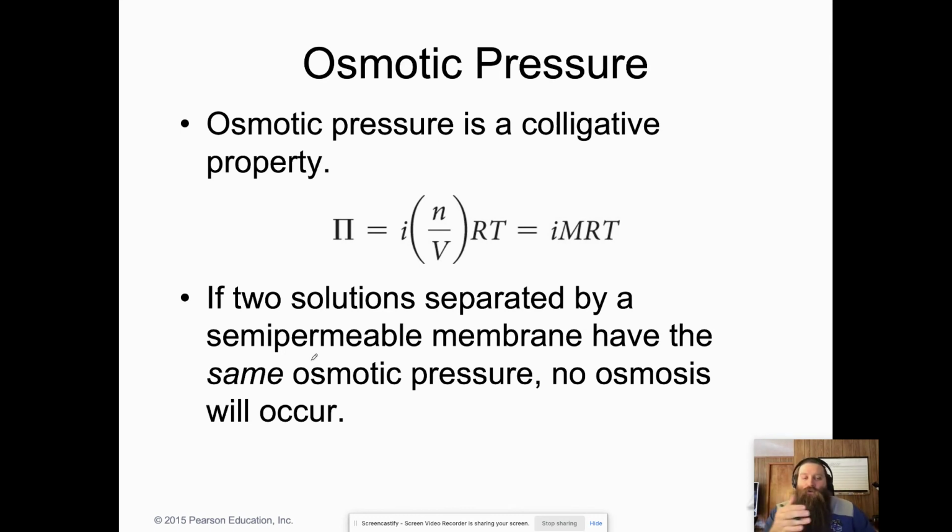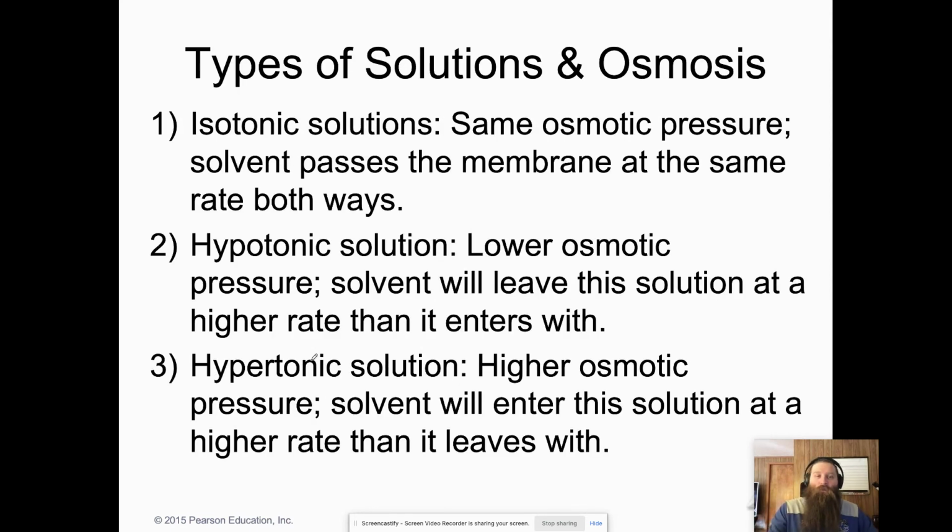Now, if you have two solutions that are separated by a semi-permeable membrane and they have the same osmotic pressure, then there's no osmosis. If you have an isotonic solution, that's what you're talking about. And when we say no osmosis, keep in mind, so here's our semi-permeable membrane, that means the rate of A flowing to B is the same rate as B flowing to A. So it's no net movement. All right, that's what we're talking about there.